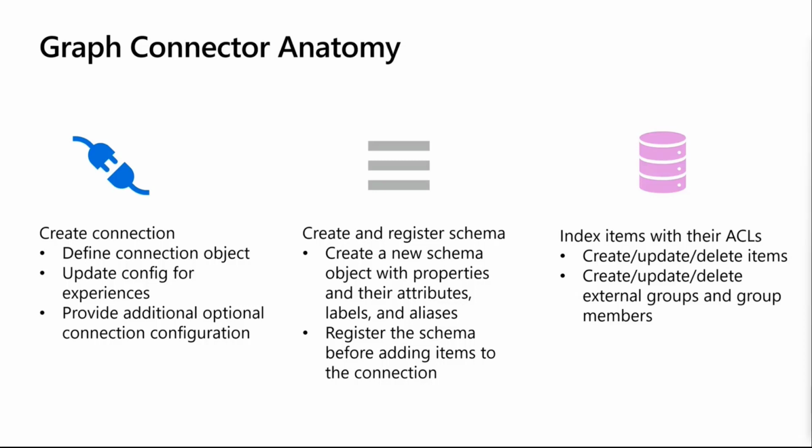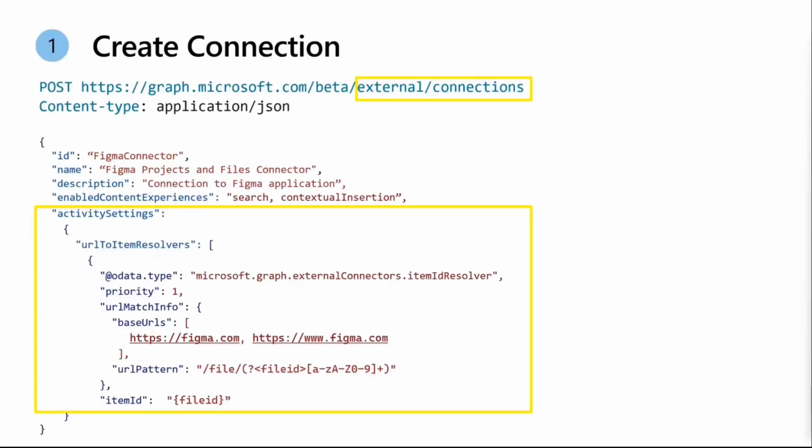That's an important point. And then lastly, you need to index those items with their ACLs. So this is about bringing that data into graph. So this means creating, updating, and deleting items, and creating, updating, deleting external groups and group members. So this is part of the data sync process. So the first piece, like I mentioned, is about creating a connection. So this is a sample call.